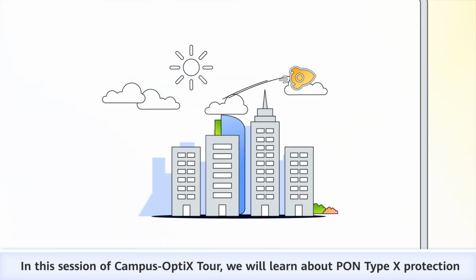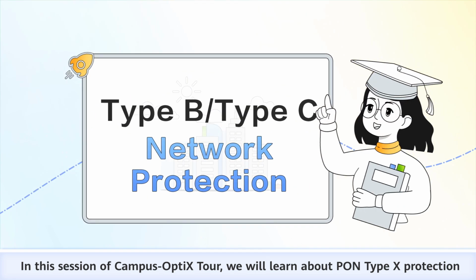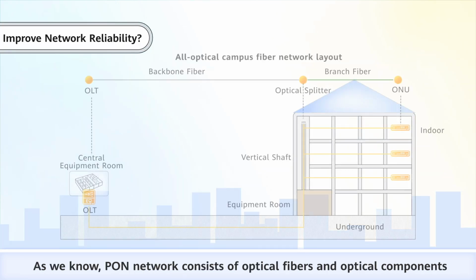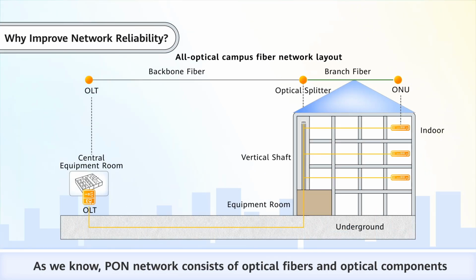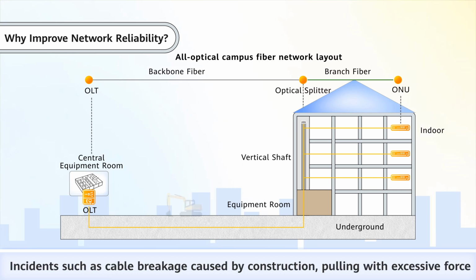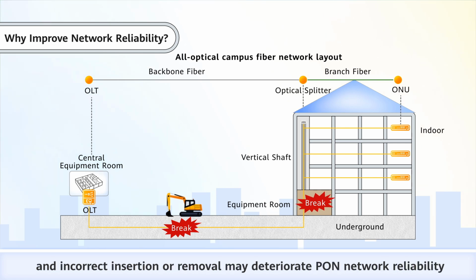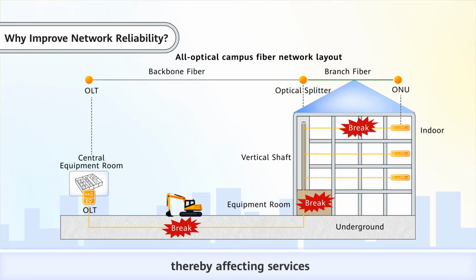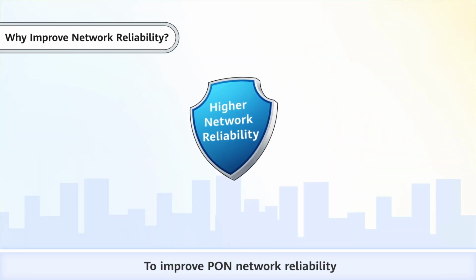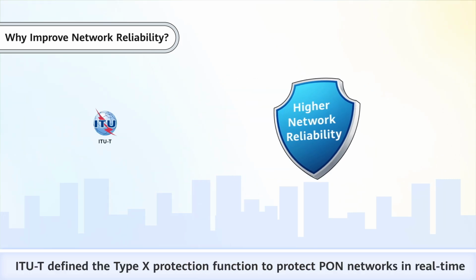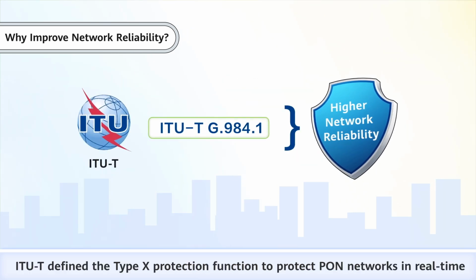In this session of Campus OptiX Tour, we will learn about PON-type ABC protection. As we know, a PON network consists of optical fibers and optical components. Incidents such as cable breakage caused by construction, pulling with excessive force, and incorrect insertion or removal may deteriorate PON network reliability, thereby affecting services. To improve PON network reliability, ITU-T defined the Type ABC protection function to protect PON networks in real time.